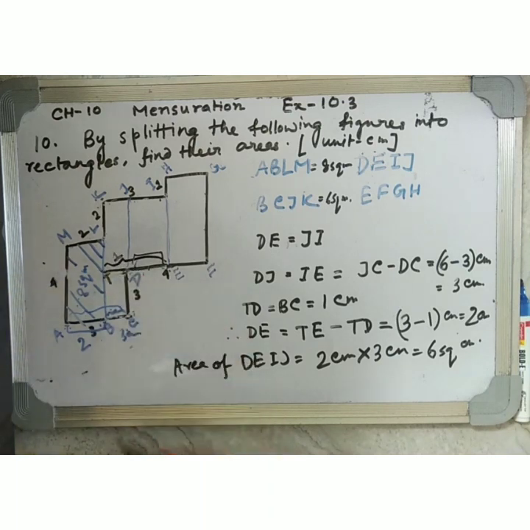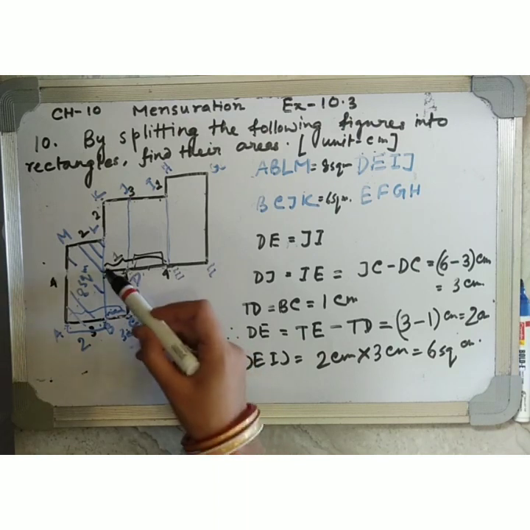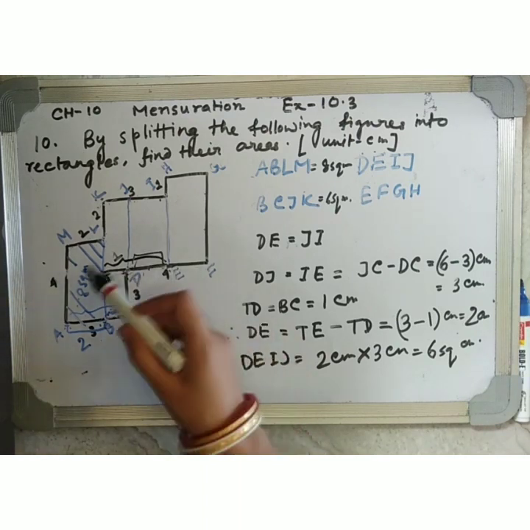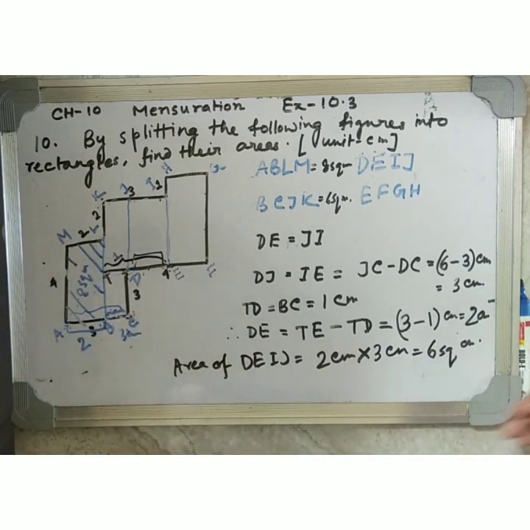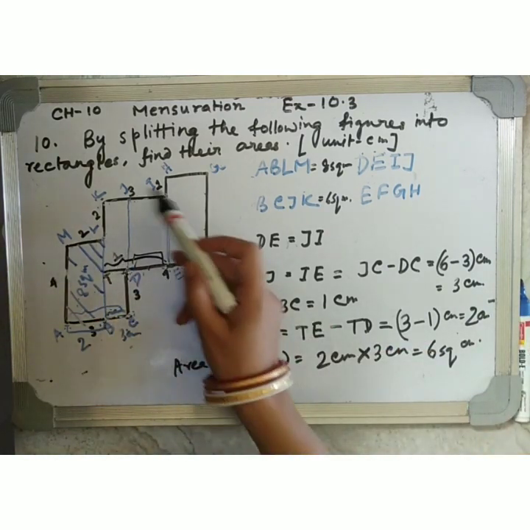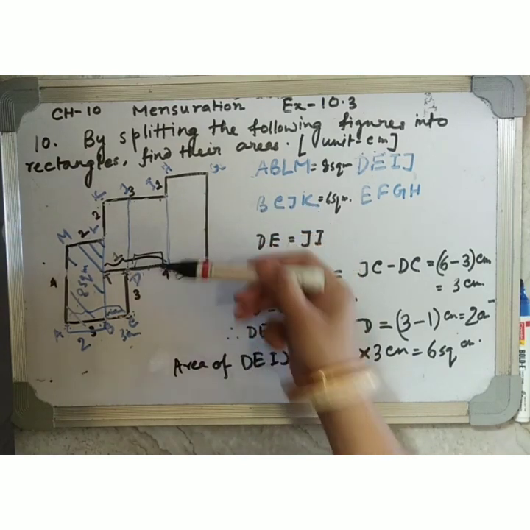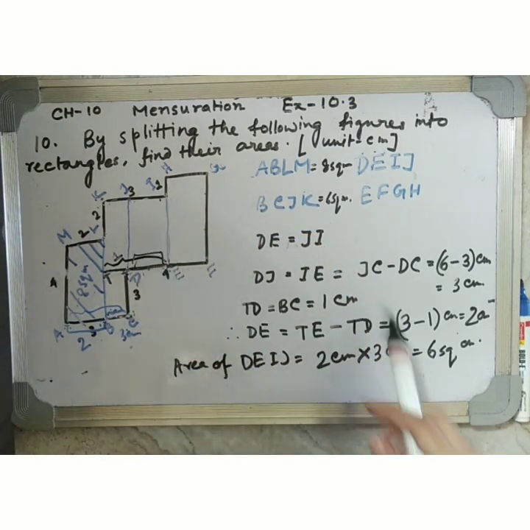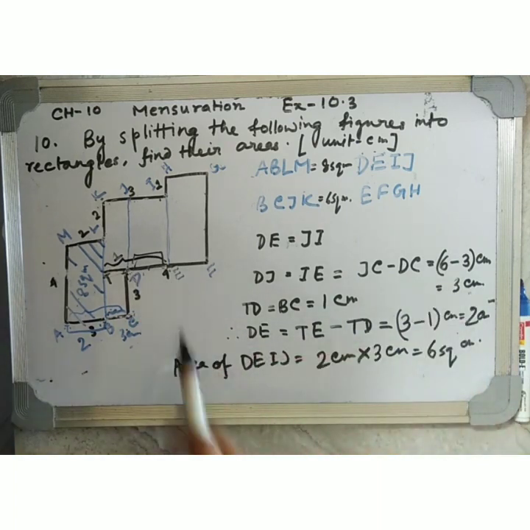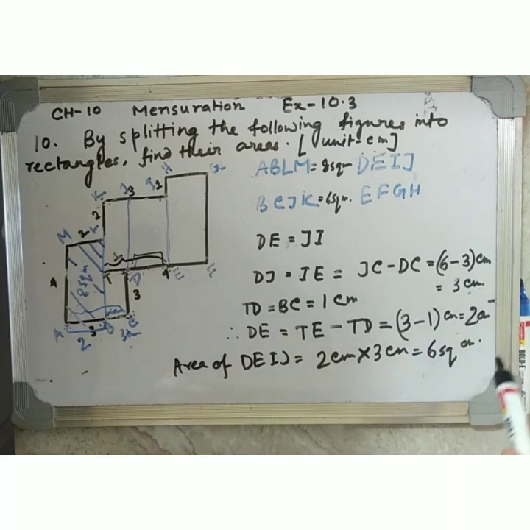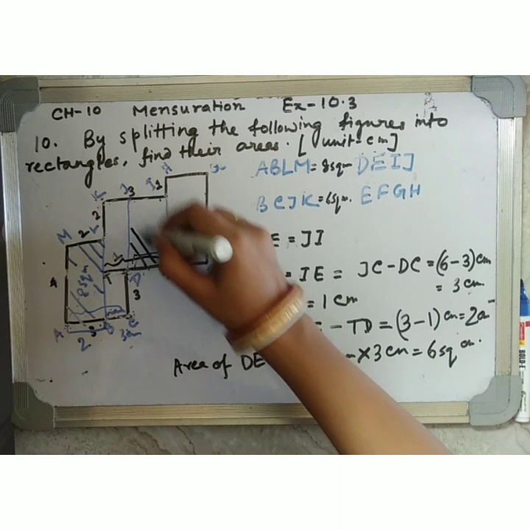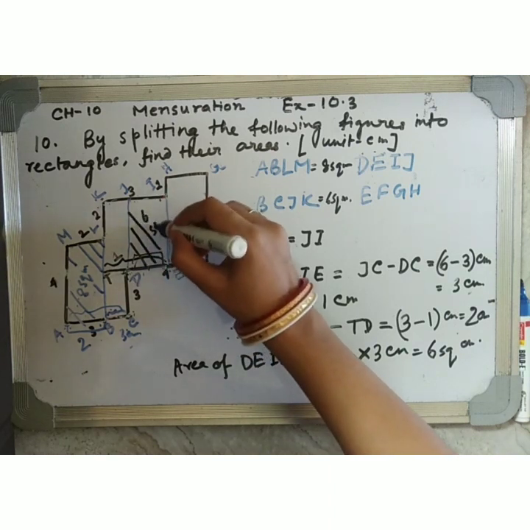Now TD is of length 1 centimeter. So how to find the length of DE? We will subtract the part TD from the total part TE. That is 3 centimeter minus 1 centimeter, that is 2 centimeter. And the area of DEIJ will be equal to IE into DE. That is IE length 3 centimeter, DE length 2 centimeter. So the area of it will be 3 centimeter into 2 centimeter, that is 6 square centimeter. So this part, we have already found 6 square centimeter.